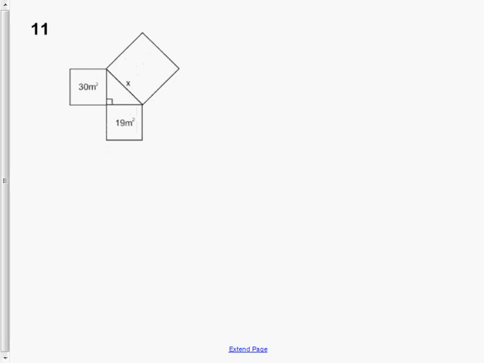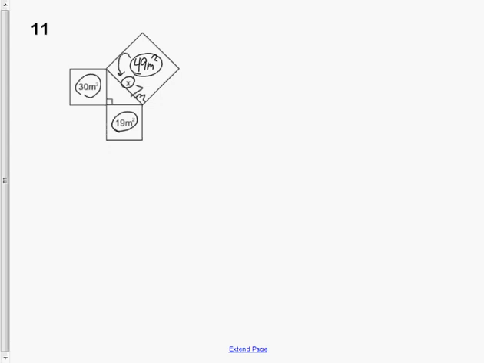For question 11, you're not given an area, but you're looking for the length of the hypotenuse. So the first thing I'm going to do is add up those two areas attached to the legs. And I know this is going to be 49 meters squared. And if that is the area of the square, then the side length, the x, is going to be the square root of 49, or 7 meters.